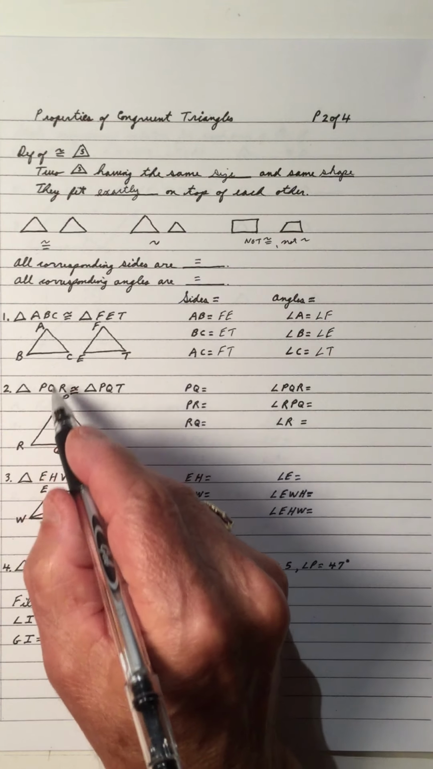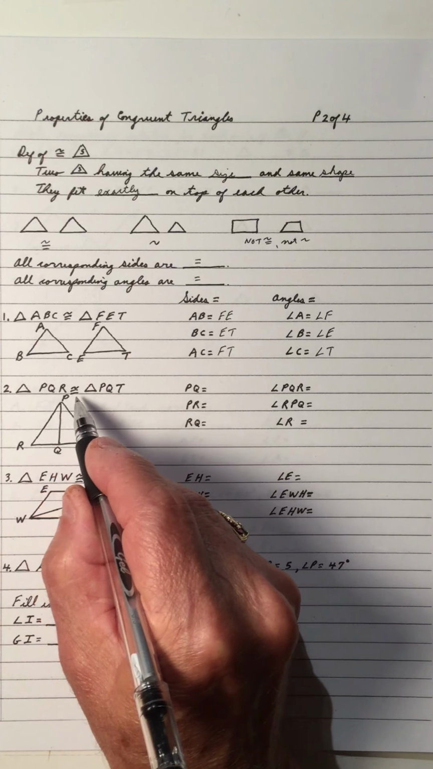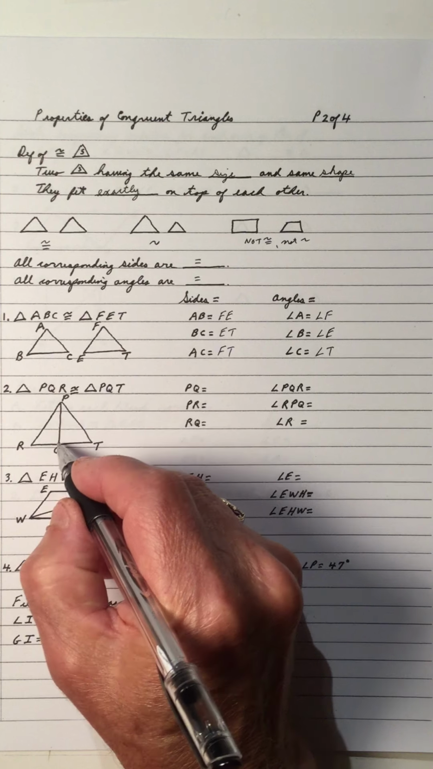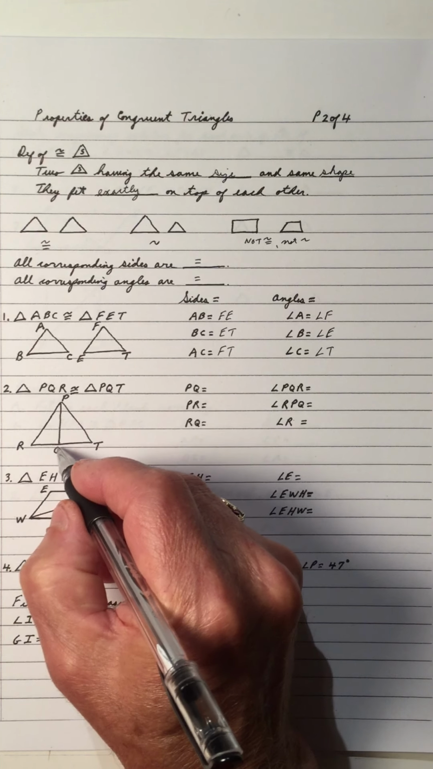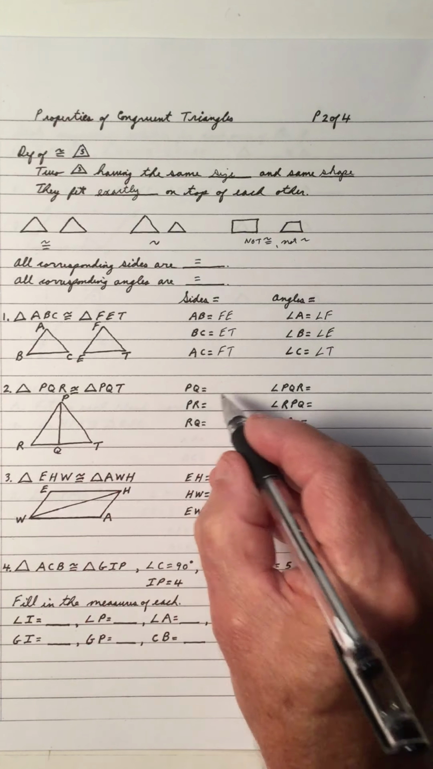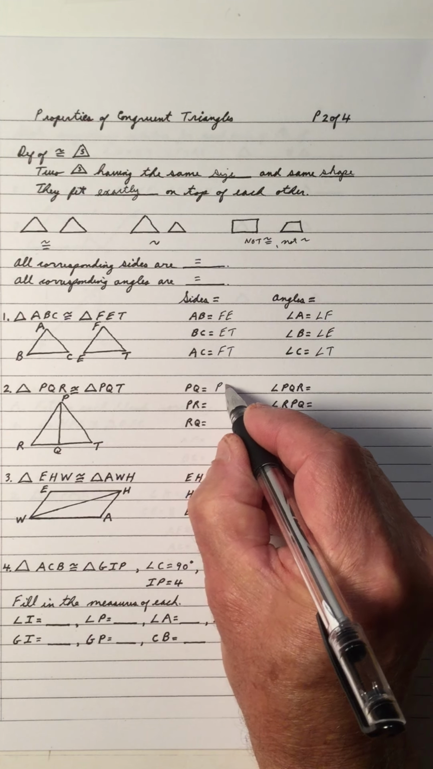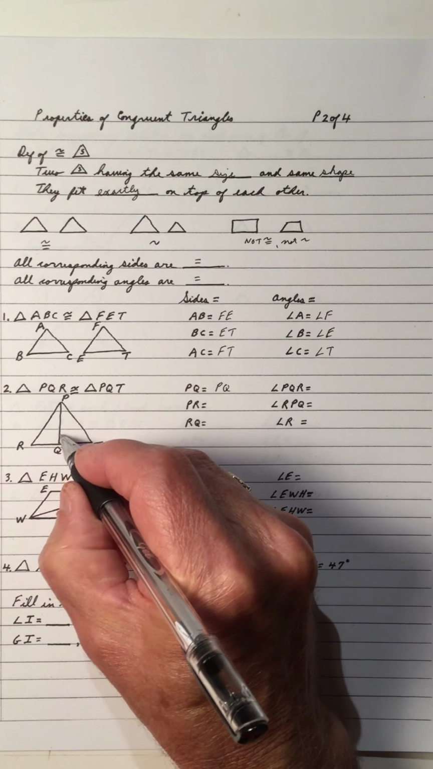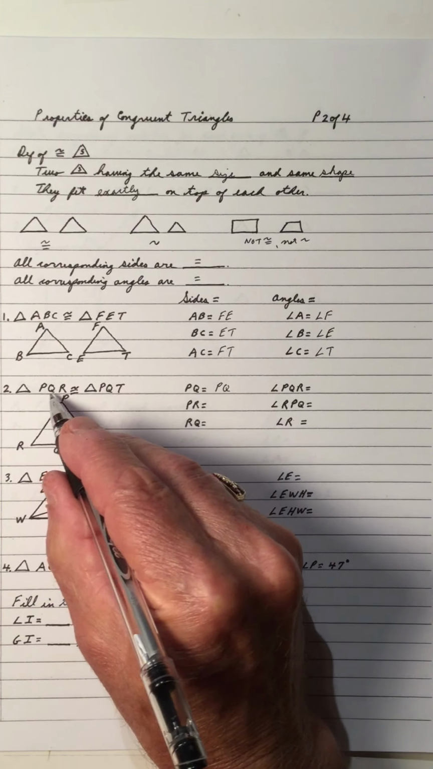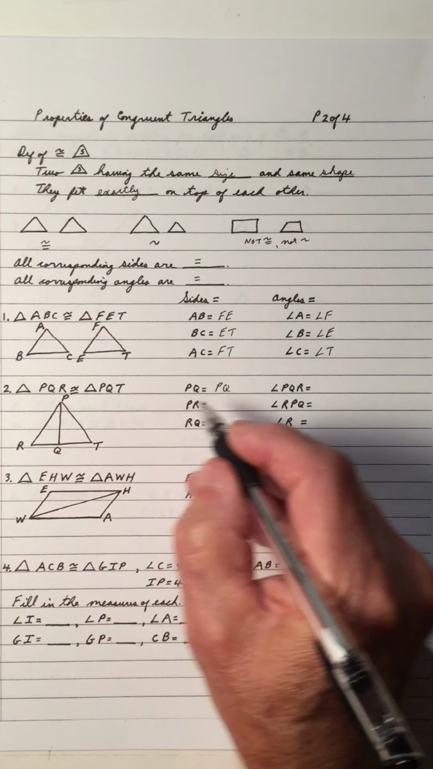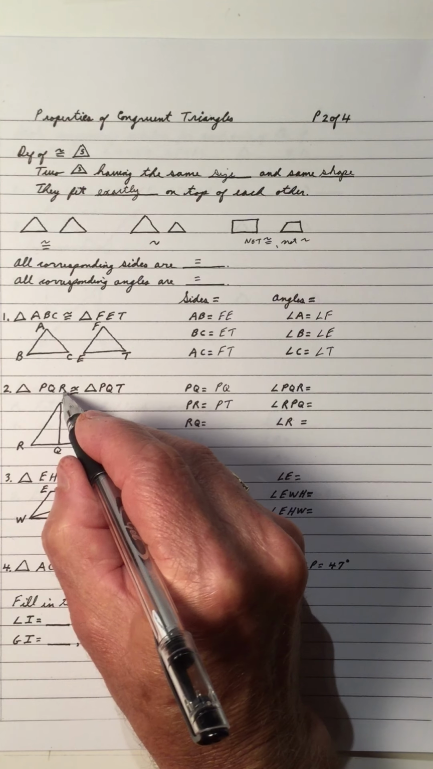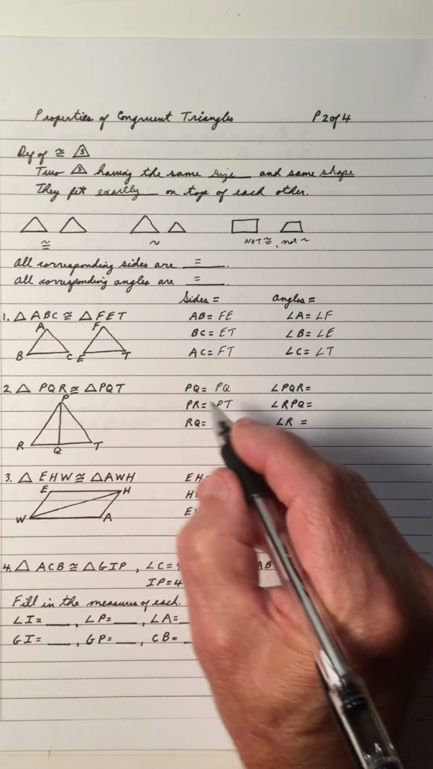We have another example, triangle PQR congruent to PQT. Notice this time, PQR and PQT are congruent. So PQ goes with PQ. This PQ is common in each triangle, so it's equal to itself. PR goes with PT, equal to PT, and QR is equal to QT.